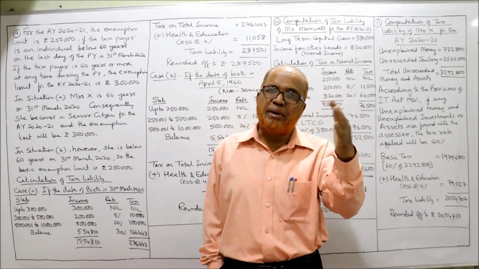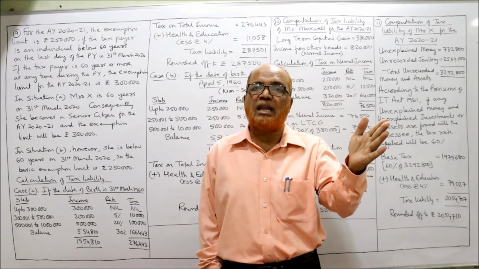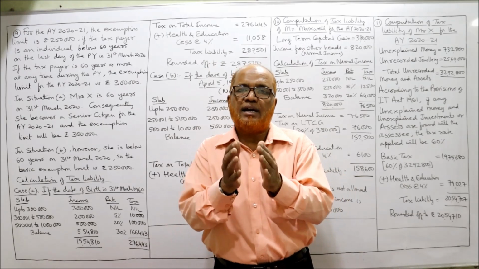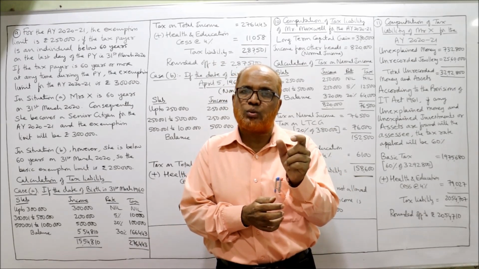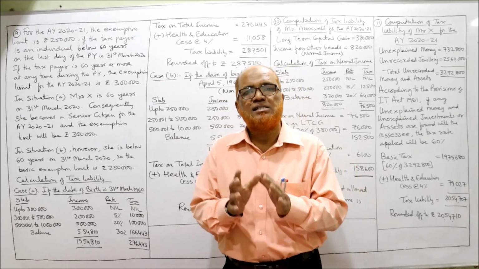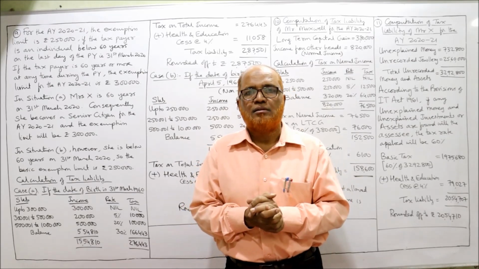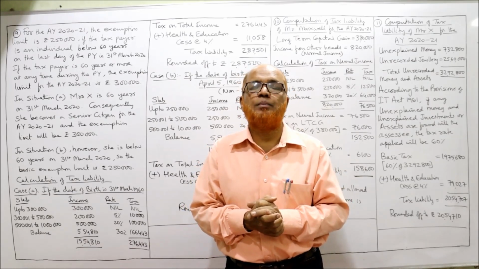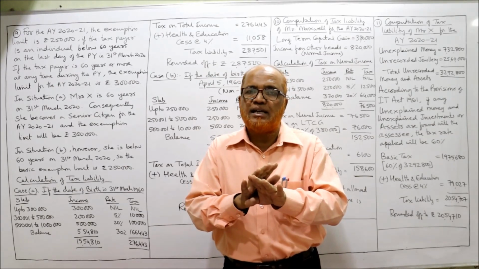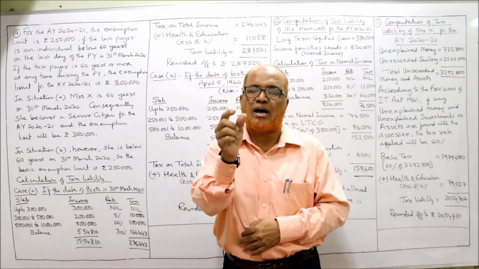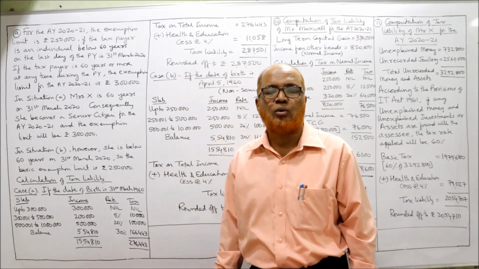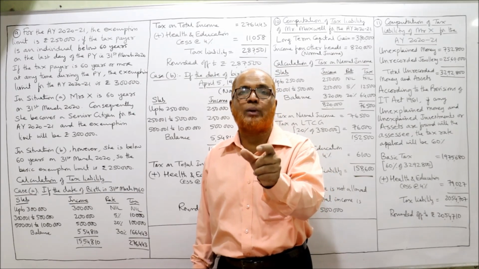This is the assessment year. Previous year, 1st April 2019 to 31st March 2020. The last date of the previous year is 31st March 2020. Up to this date, if she is 60 years, then she will be treated as a senior citizen. If she does not turn 60 years as on 31st March 2020, then she will be treated as a non-senior citizen. So we have to find out what is the age up to 31st March 2020.